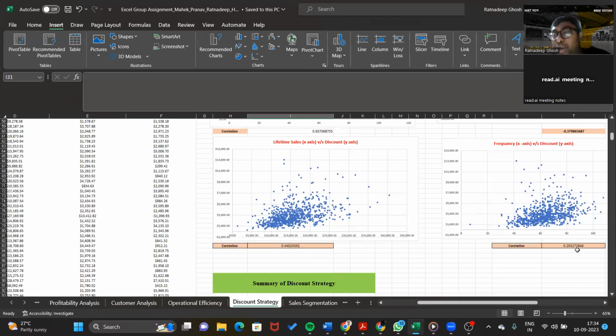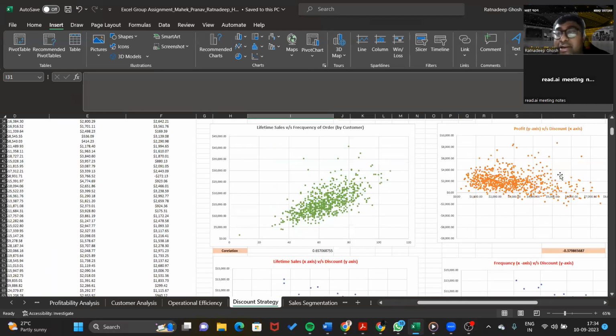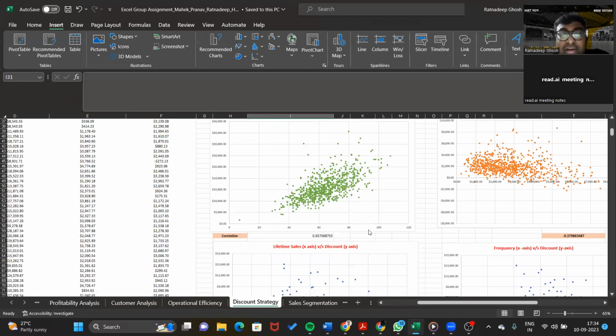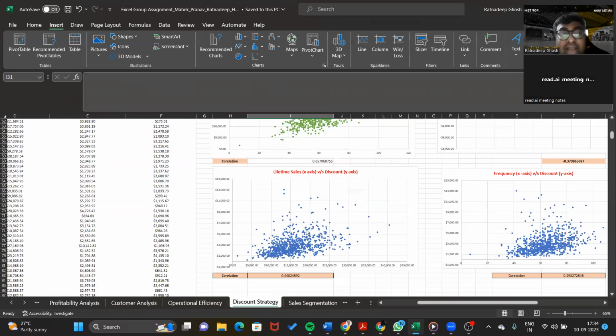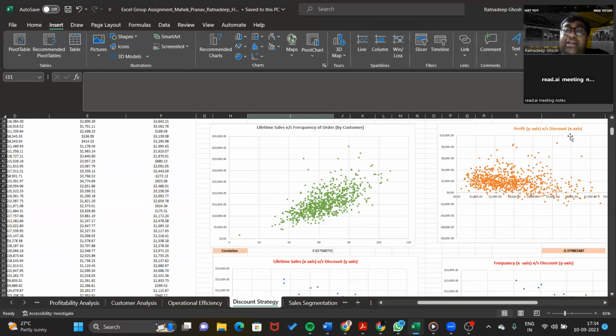As you can see, the correlation is almost 0.2, but it has got a significant correlation if you talk about the lifetime sales as well as the discount. So the discount did affect the lifetime sale to some extent, like 0.44 is the correlation we got. The profitability and discount again vary negatively, like inversely. So the more profit it is, the less discount we have to offer is what we got from the data set. And also we saw that the lifetime sales and the frequency of order are positively correlated, to almost 0.65.